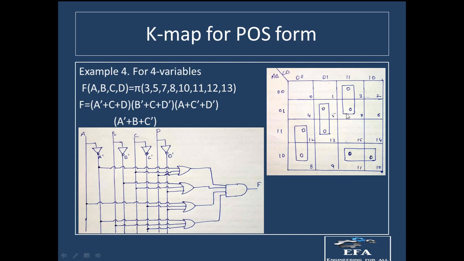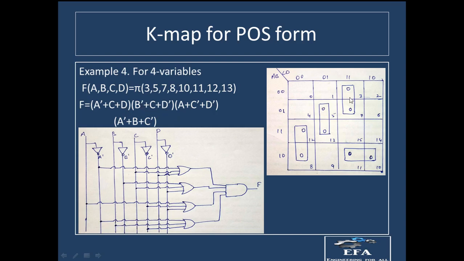Okay, so this will actually burden the circuit, but the output will have no effect on it. Okay, so these four groups, 1, 2, 3 and 4, will be there. From this group we are having A complement plus C plus D, and from this group we are having B complement plus C plus D complement.